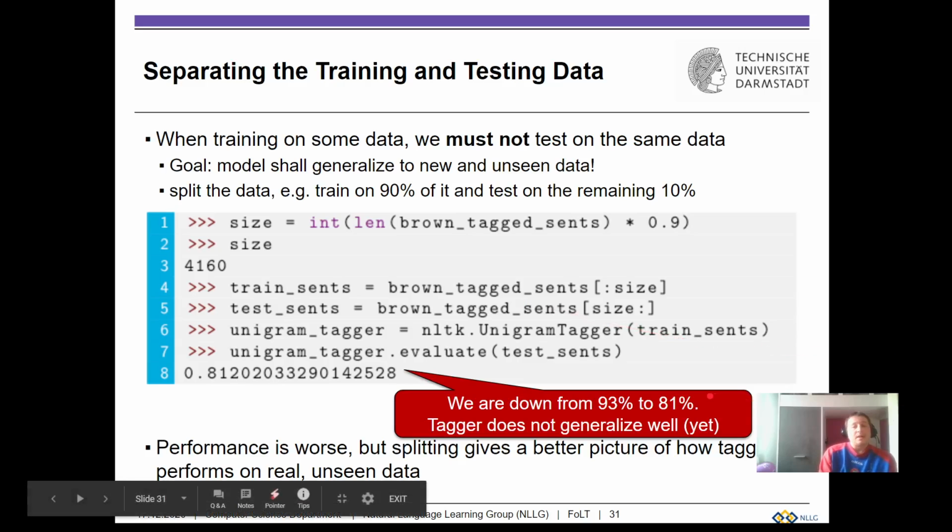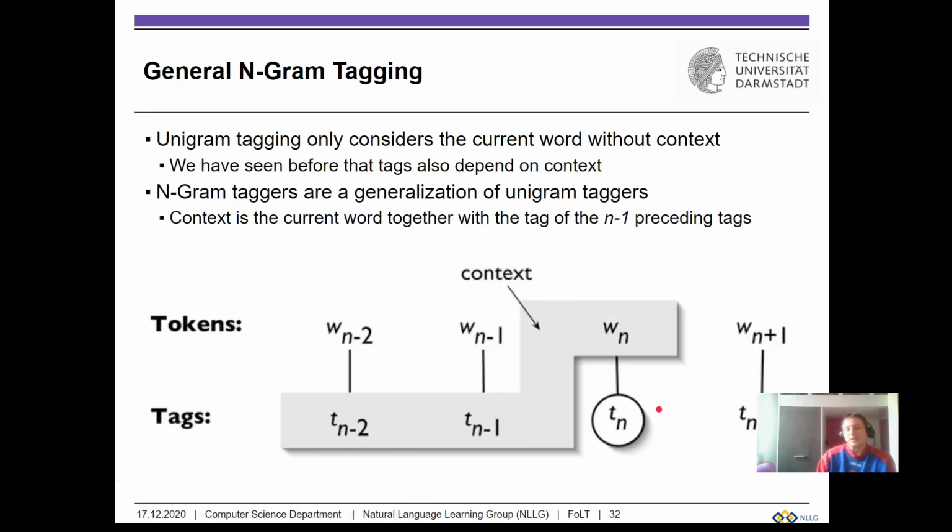But still, a takeaway message here is we're at 81% and we're still not happy with this. So what can we do next?